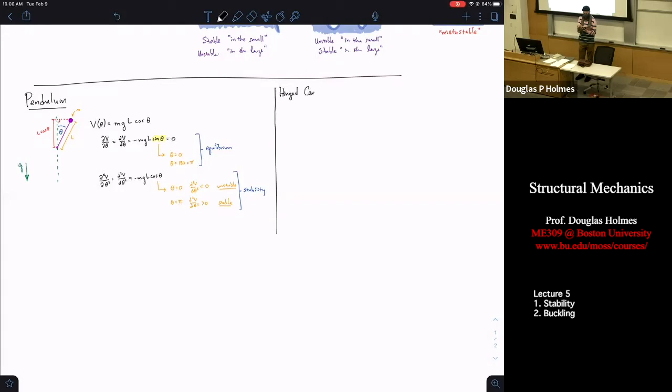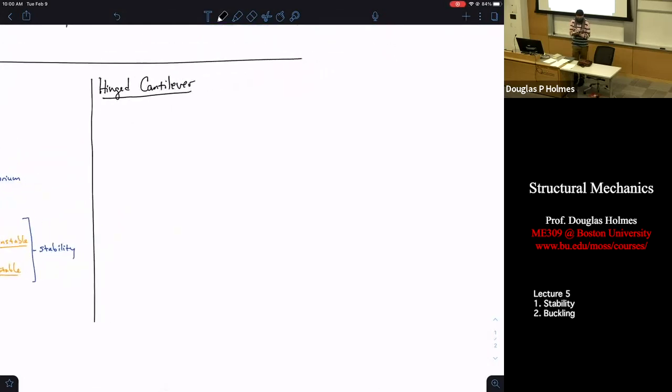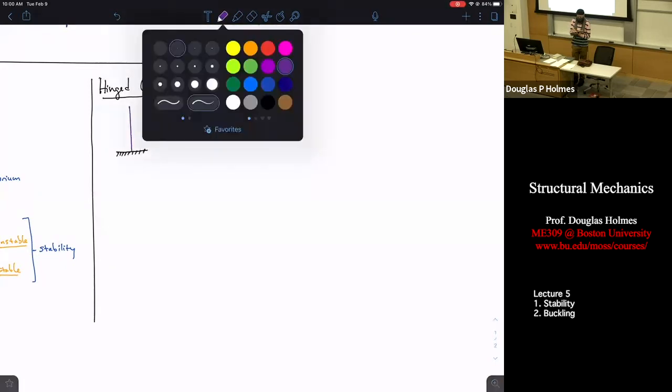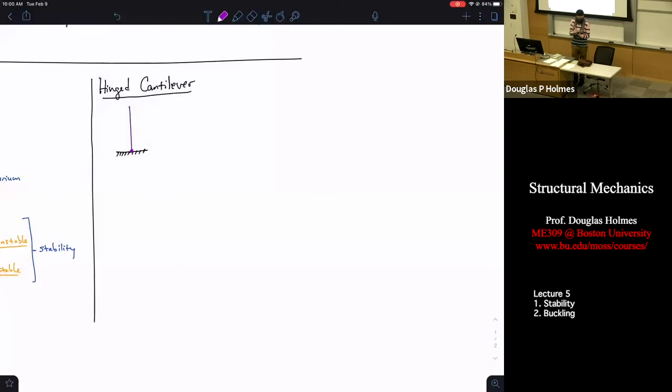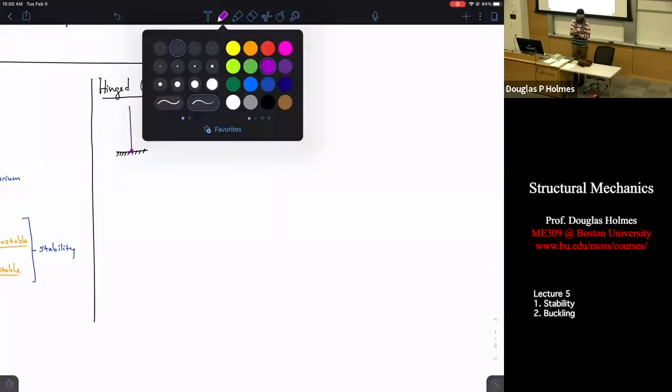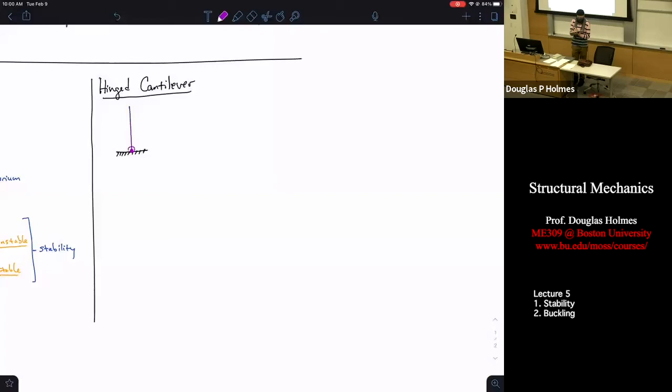Let's say hinged cantilever. And the reason why it's simpler is because we're going to take a rigid bar, and at the base of this rigid bar, we're going to add a rotational spring.